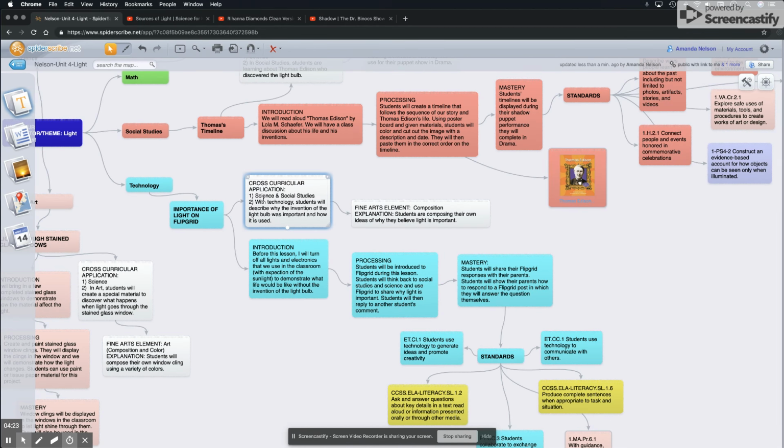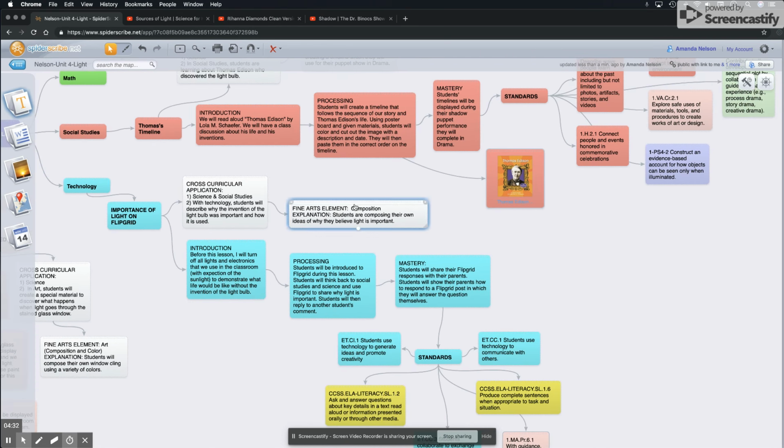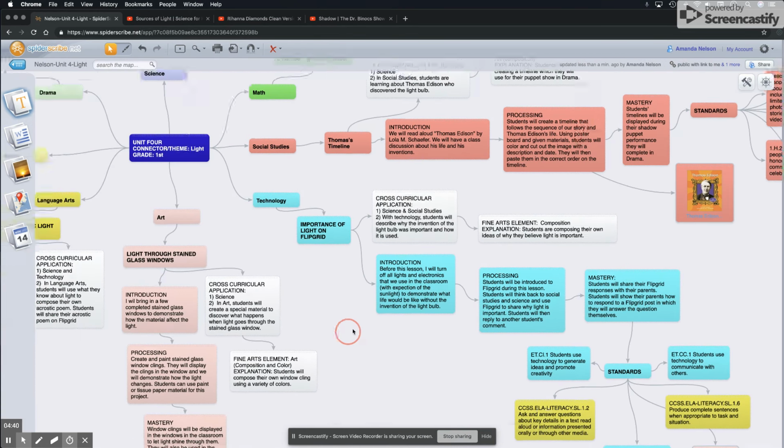For our cross-curricular application, they're using science and social studies. With technology, students will describe the importance of the light bulb and how it is used. And then our final arts element is composition. Students will be composing their own ideas of why they believe light is important.